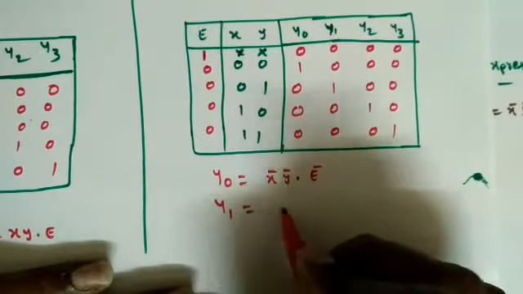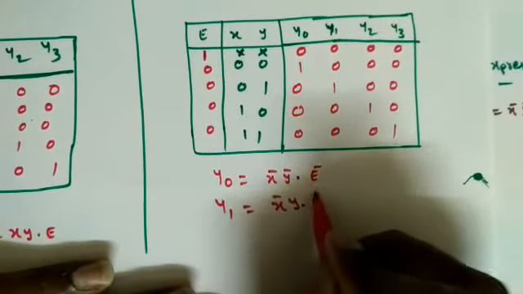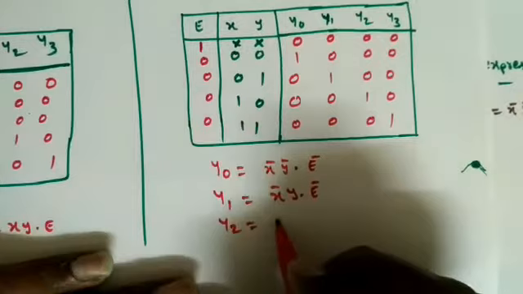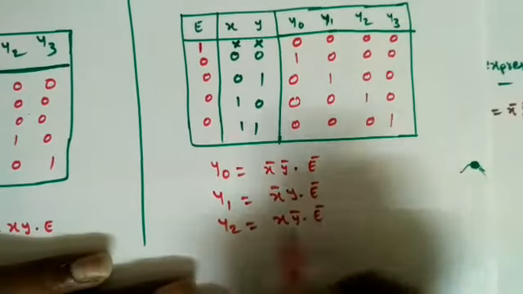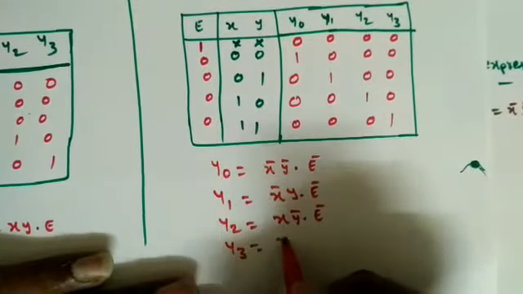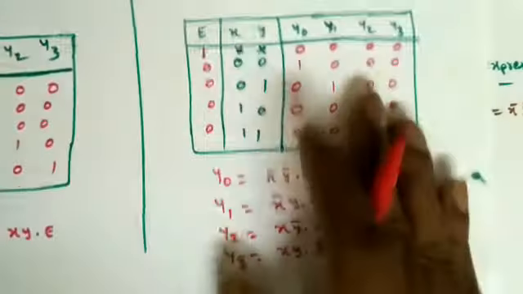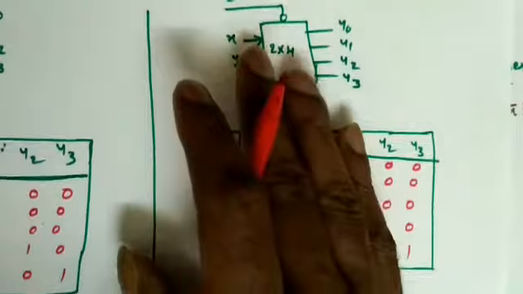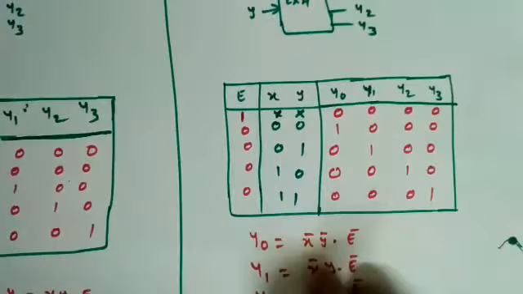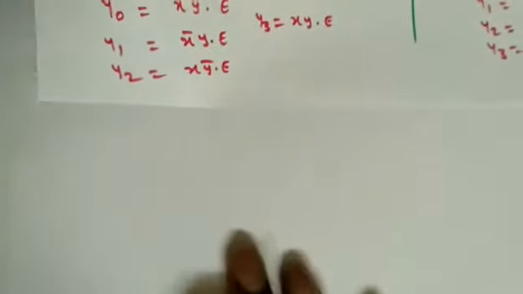Next, y1 = x̄ y ē, y2 = x ȳ ē, next y3 = x y ē. So these are the logic expressions for this 2x4 decoder with active low enable input. Now once we know this, we can easily draw the logic diagram. So first I am drawing for this case.